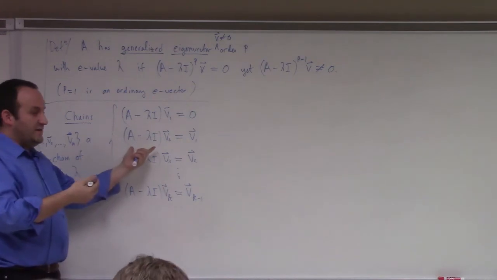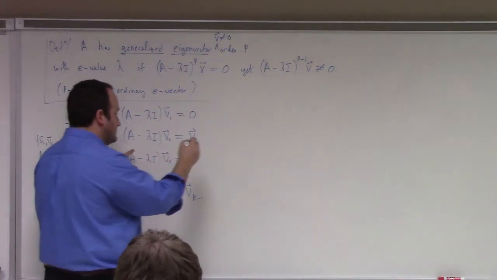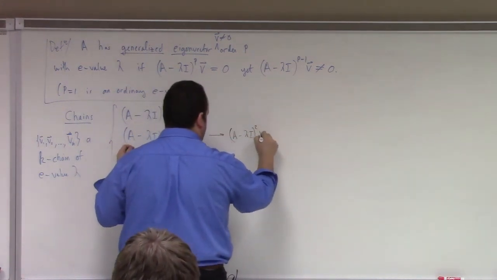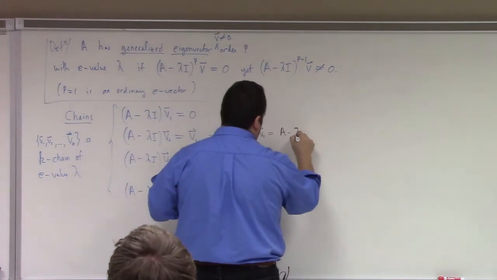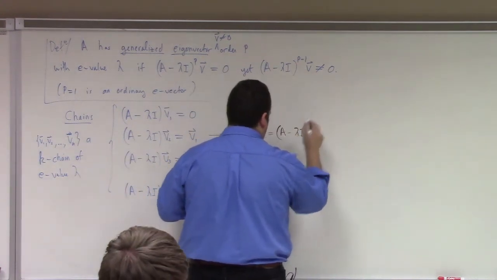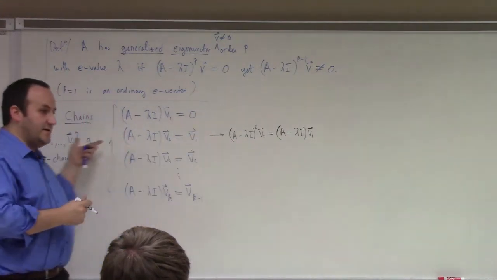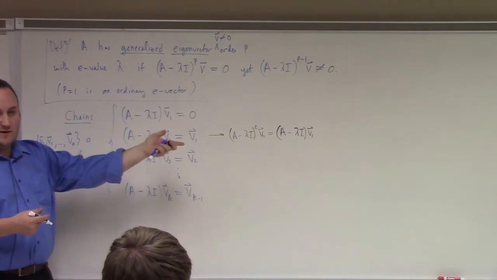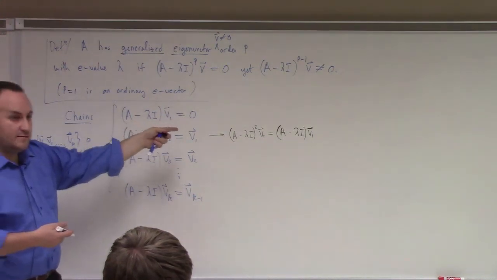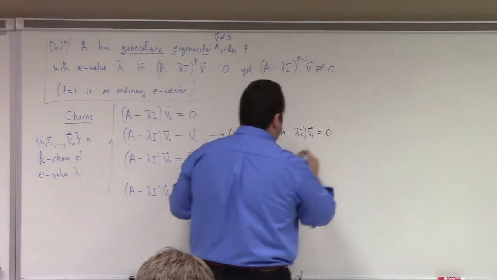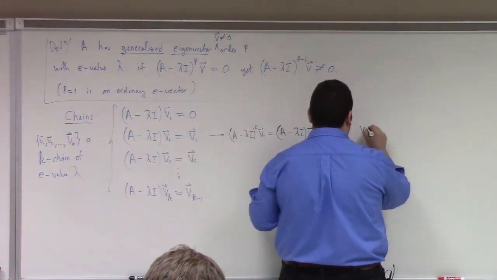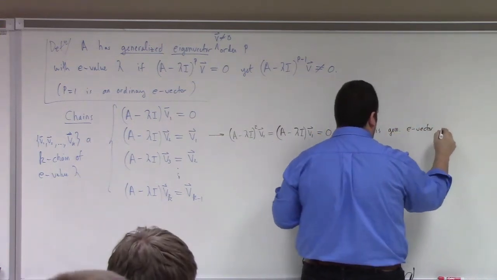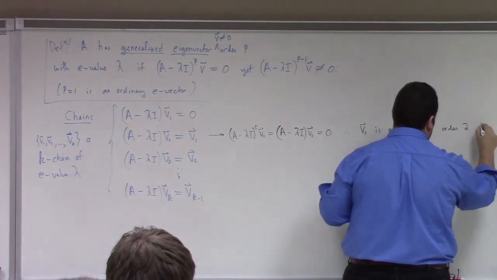So what can we say about v2 if it satisfies this condition? Well, how about A minus lambda I squared on v2? What's that equal to? Multiplying by A minus lambda I here gives me that A minus lambda I squared v2 is A minus lambda I times v1, which is by assumption 0, right? Aha! So therefore, v2 is a generalized eigenvector of order 2 for lambda.